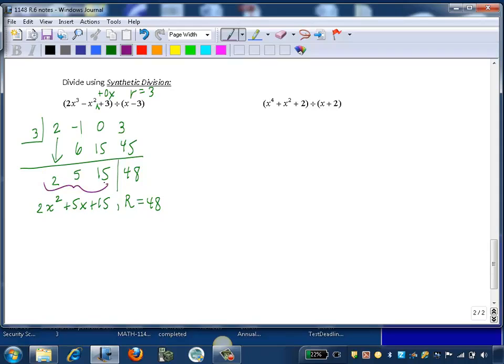So just to label here, these are the coefficients of the quotient, and then this 48 is our remainder.